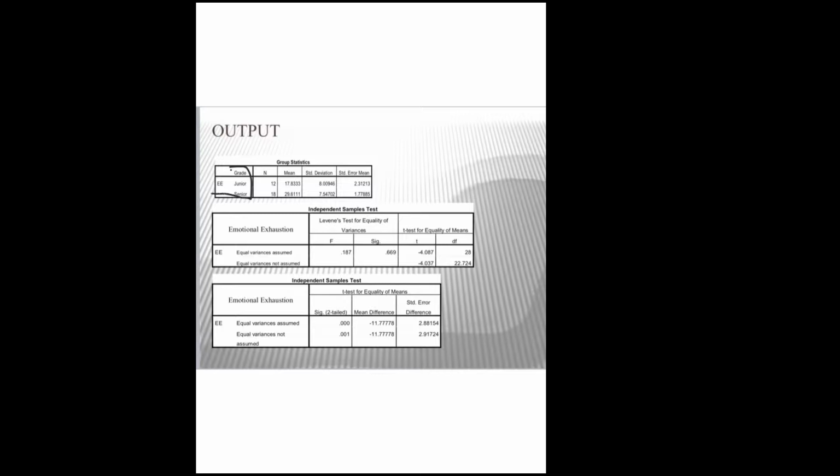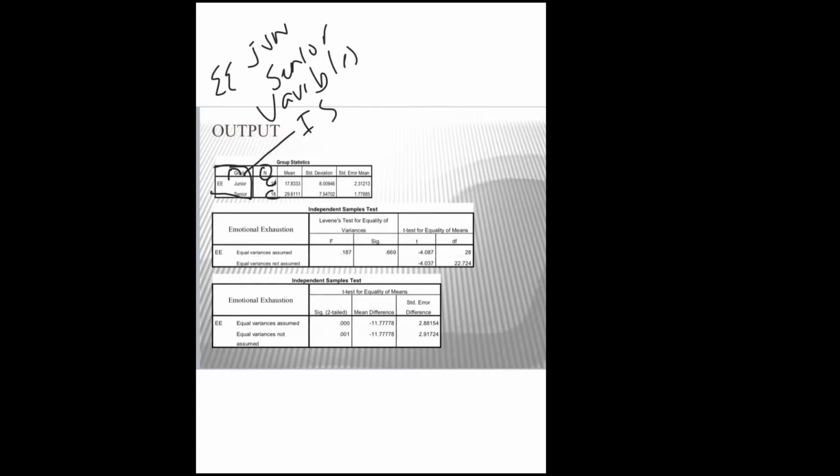These three right here, where it says EE, which is emotional exhaustion, junior, and senior, those are your variables. These two are what you're running your independent sample t-test on. You're running it against the emotional exhaustion. So if you were asked what are the variables, you would put EE, junior, senior. It's basically all in this one box right here. The N here, there were 12 juniors and 18 seniors.